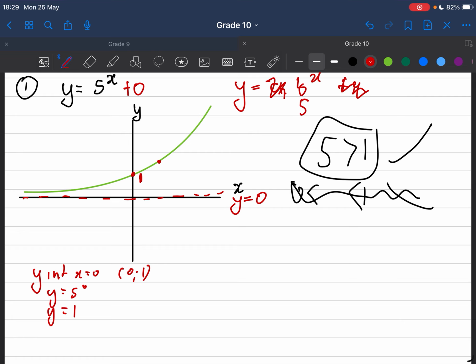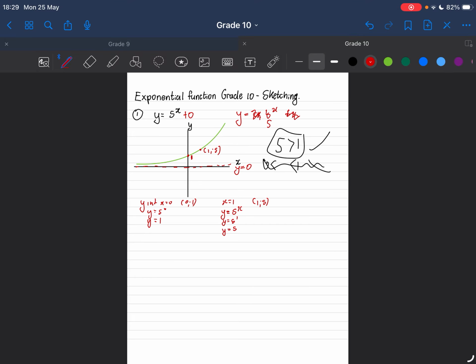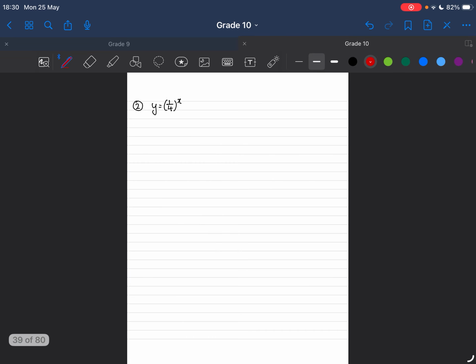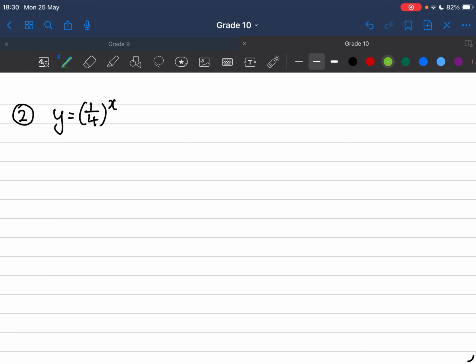Now let's find one more point. Let x equal to 1, for example. So y is equal to 5 to the power x. y is equal to 5 to the power 1, so y is equal to 5. So our coordinate is 1 and 5. So this could have been 1 and 5. Alright, so now we've got a y-intercept, one other coordinate, and our asymptote. That should be good to go. Obviously, if you give a little more information just in case, it's a bit better than giving a little less information.